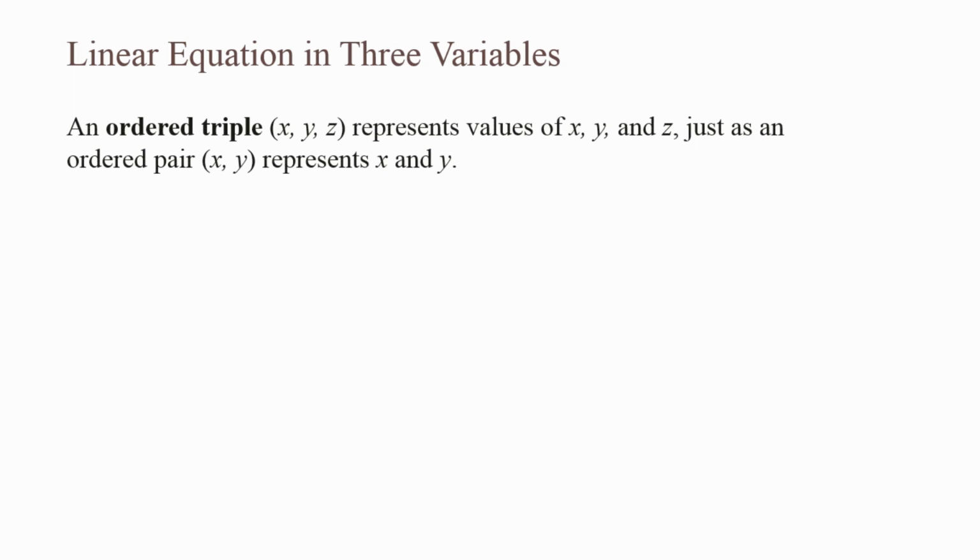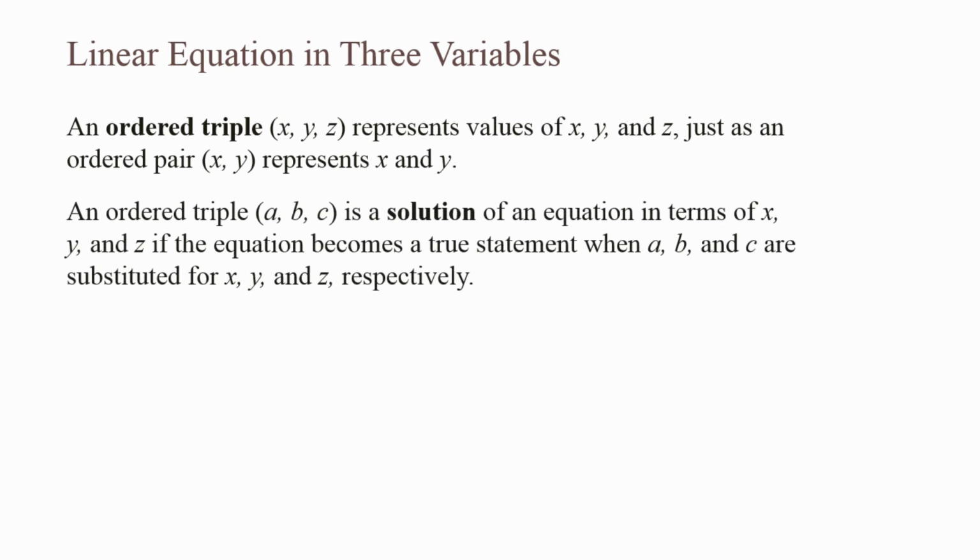An ordered triple (x, y, z) represents values of x, y, and z, just as an ordered pair (x, y) represents x and y. An ordered triple (a, b, c) is a solution of an equation in terms of x, y, and z if the equation becomes a true statement when a, b, and c are substituted for x, y, and z respectively.